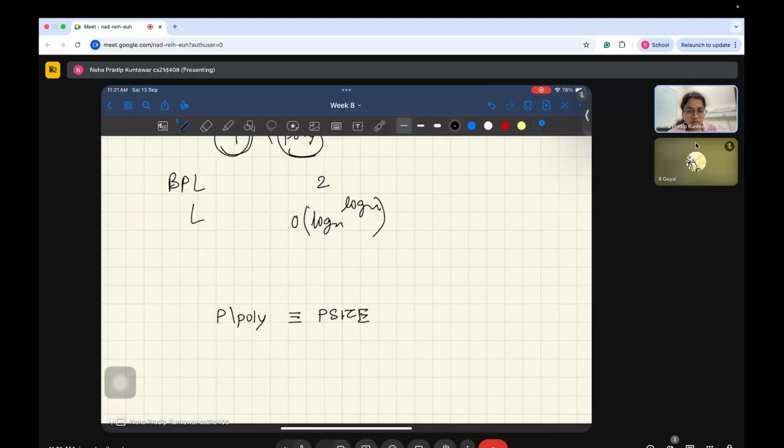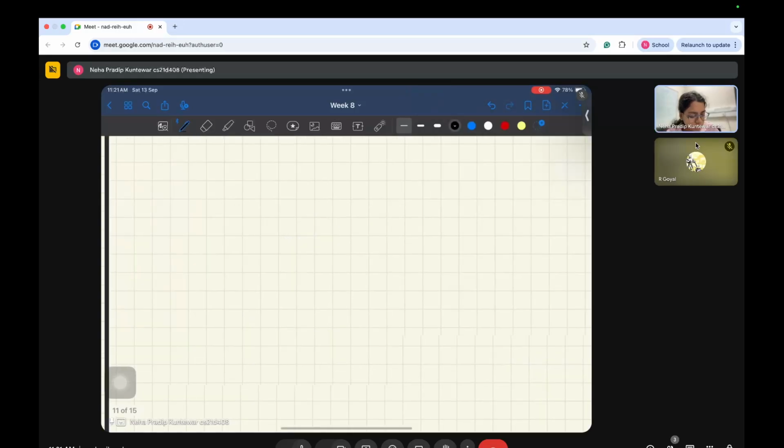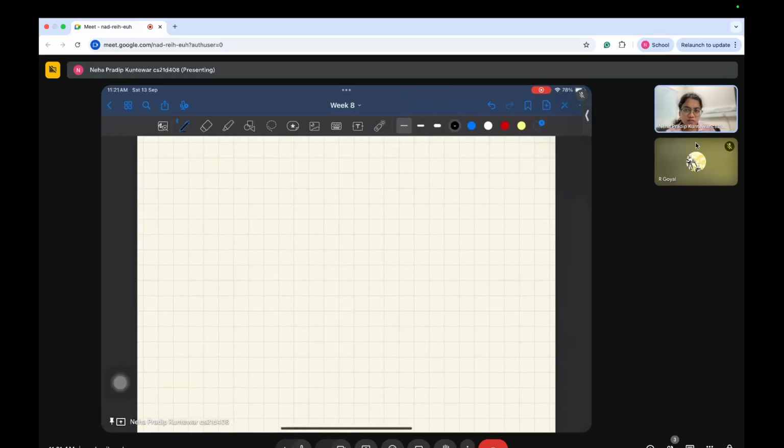The proof of this is also not hard. At least one direction would be easy. So let's do the reverse direction, that P-size is contained in P/poly. I could not understand this new complexity class P-size.